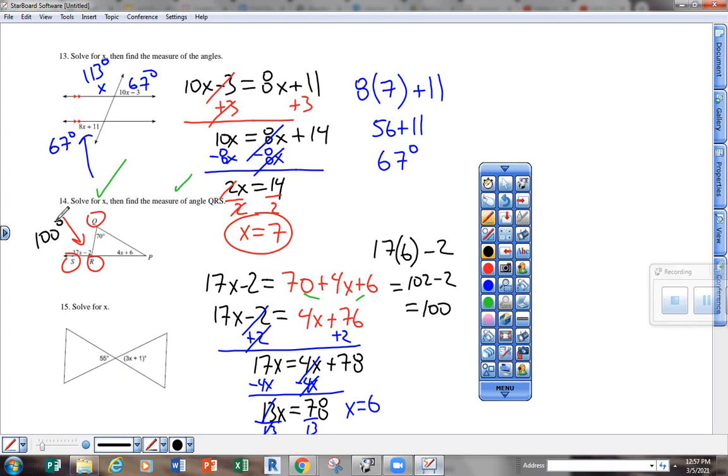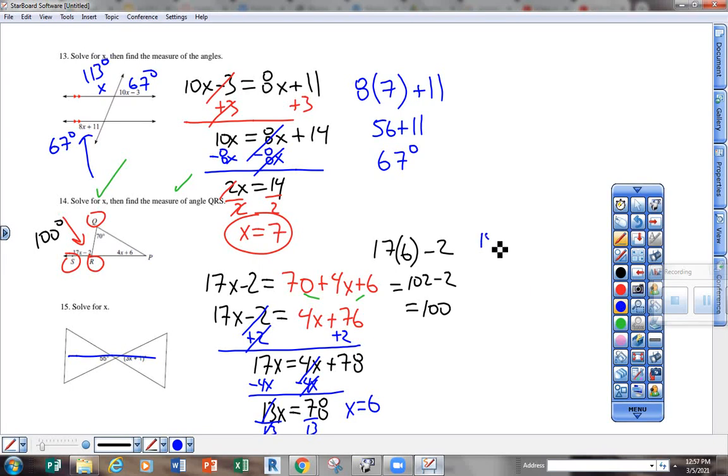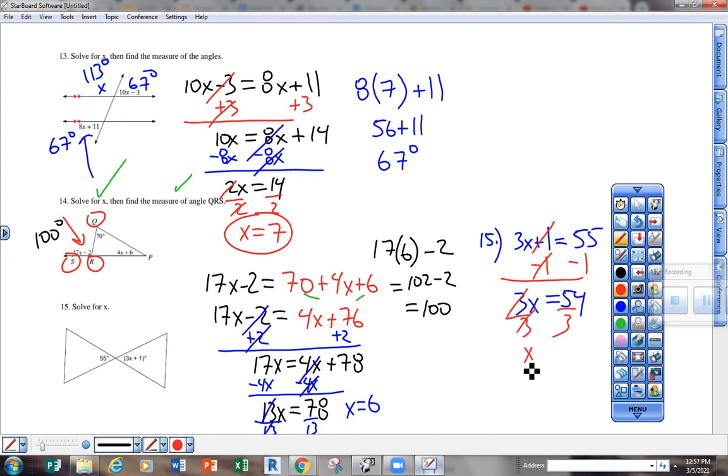And then for this last one here, 15, vertical, equal. So for 15, I have 3x plus 1 equal to that 55. I know that angle is 55, but to solve for x, to know what I plug in here, to do the math to solve for x, I do this algebra. Divide by 3. And that gives you 54 divided by 3. That gives me 18.